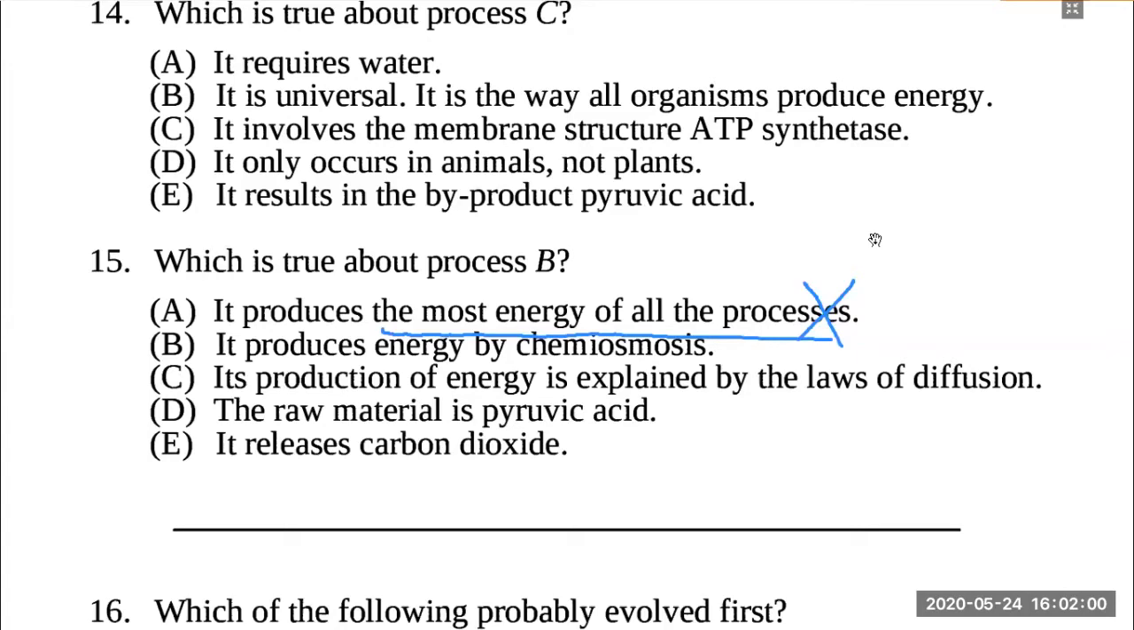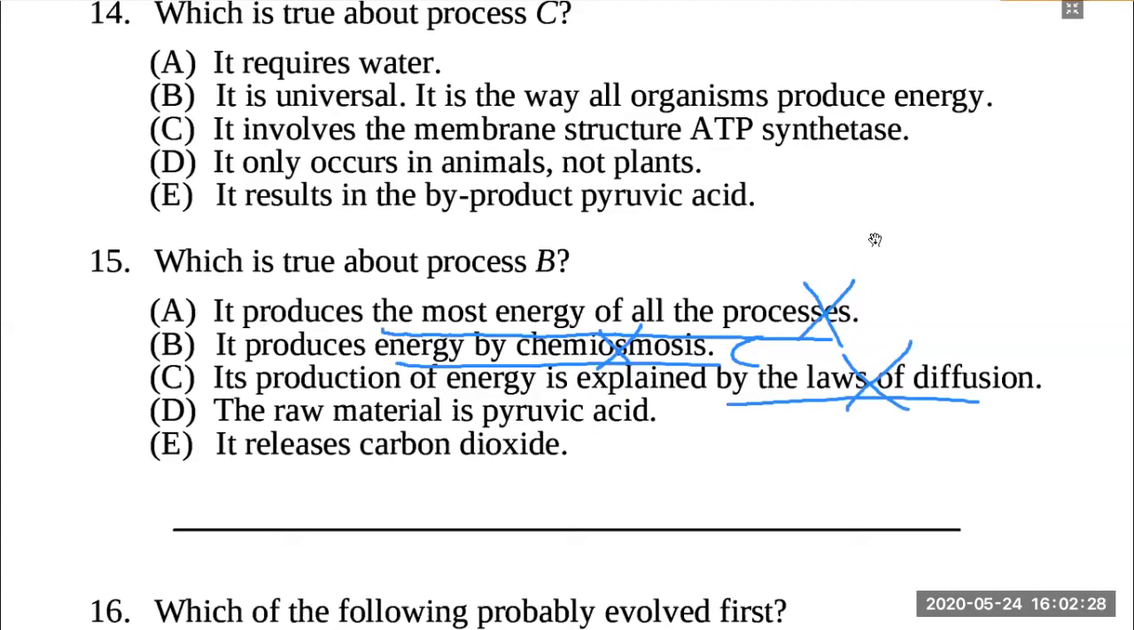It produces energy by chemiosmosis. Again, this is not happening during process B, but it is happening during process C. The production of energy is explained by the law of diffusion. It does not have any relation with the process B, with the law of diffusion. The raw material is pyruvic acid, and we have at least carbon dioxide.